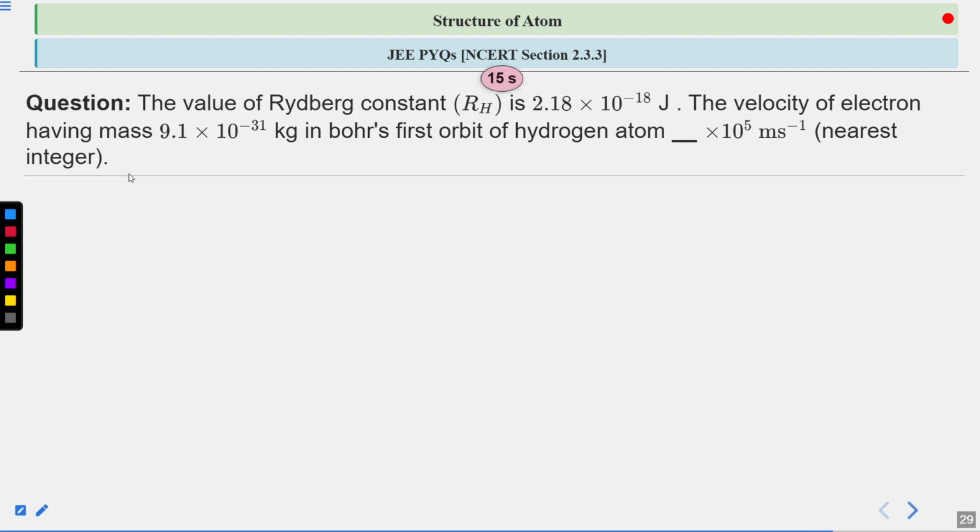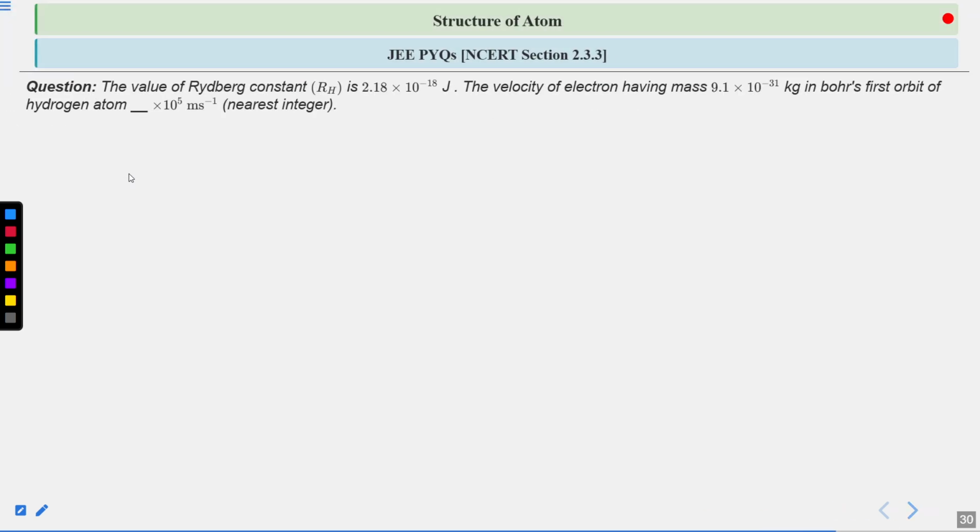You have been given some time, try to solve this and then we will see what the correct answer is. Okay, let's see. So for this given question, the correct answer is 22 times 10 to the power 5 meter per second. That means the nearest integer is 22.